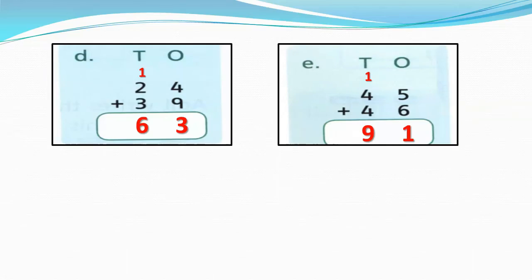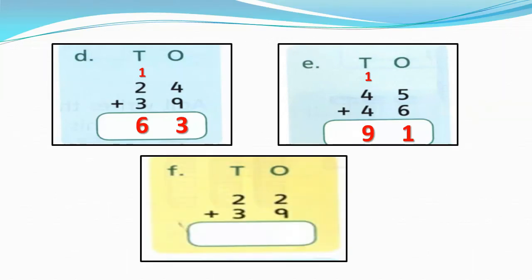Now add 39 to 22. 2 plus 9 equals 11. So we will write 1 in the ones column and 1 ten will convert into tens. Now add tens. 1 plus 2 equals 3 and 3 plus 3 equals 6. So the answer is 61.